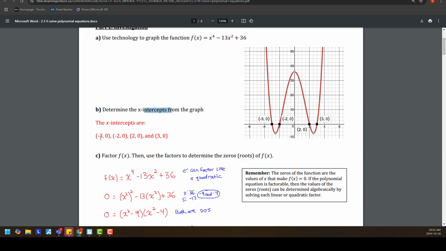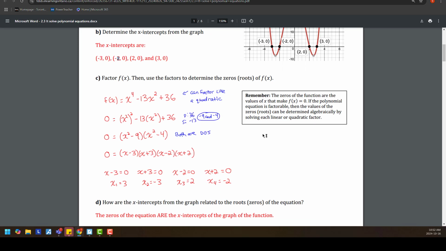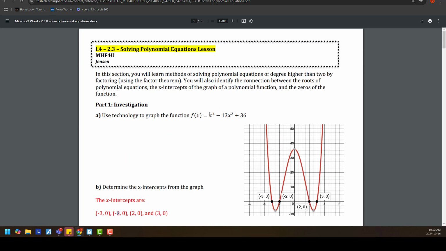So we know negative 3 and 0, negative 2 and 0, 2 and 0, and 3 and 0 are the x-intercepts. Pretty straightforward. And we're going to use now factors to determine the roots. So how can we do that? Well, one way of factoring an equation when you have exponents that are 4 and 2 is to treat it like a quadratic. And I'll show you what I mean by that.